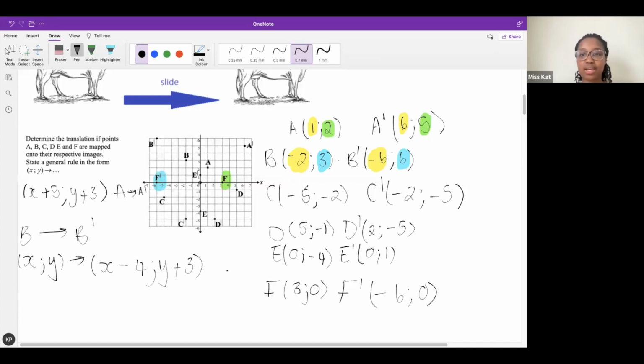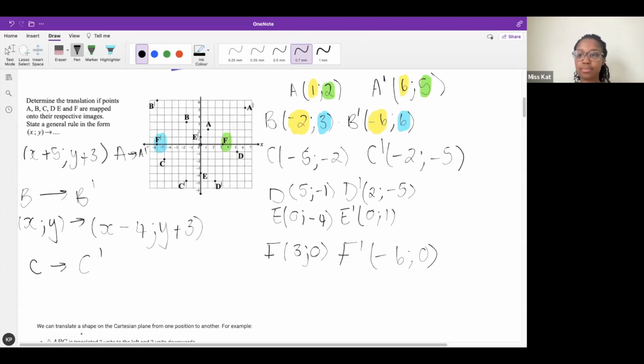So that is your general rule. So you're going to say, if there was a shape that contained point B, you would take all of the x coordinates and move them 4 units to the left, and all of the y coordinates and move them 3 units up. Nice. Let's do the last one, C, and see if we actually understand. So to move from C to C prime.